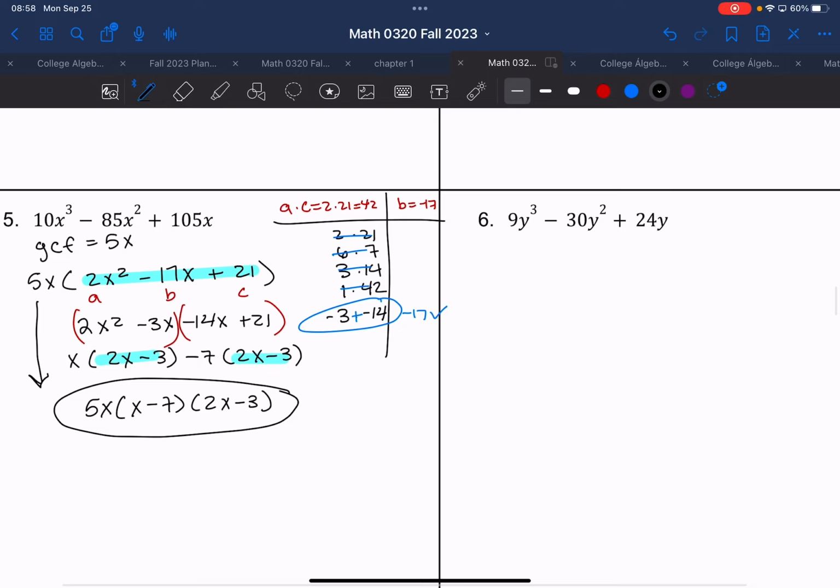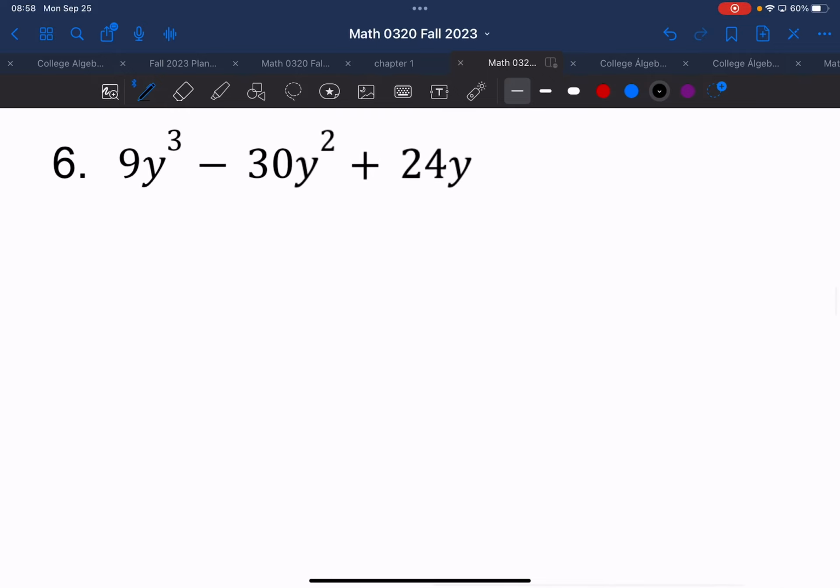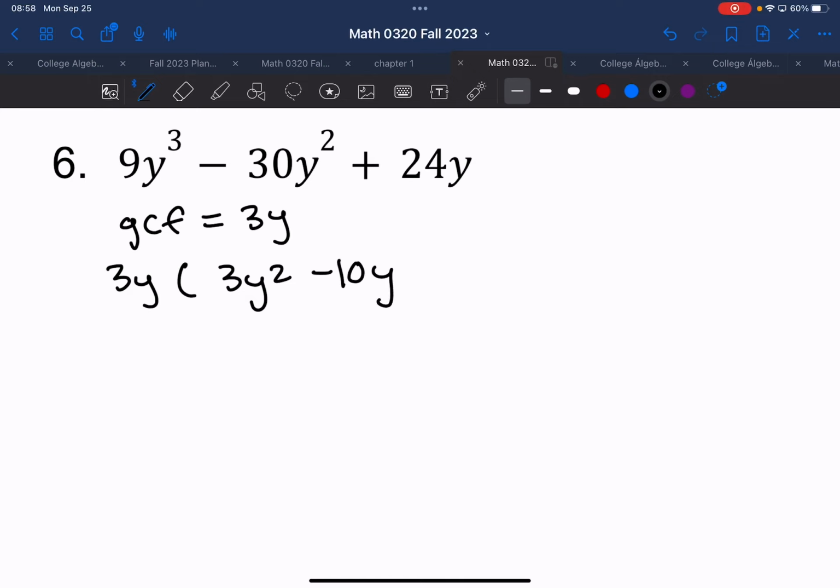Now let's look at number 6. So first of all, is this in the correct order? Yep, because our y's are descending. Can we take out a GCF? Yes, what would that GCF be? Good, 3y. So if we took out a 3y, we would be left with 3y squared minus 10y plus 8. Okay, and that was us dividing that by 3y.